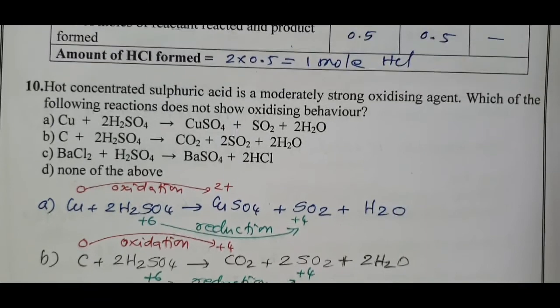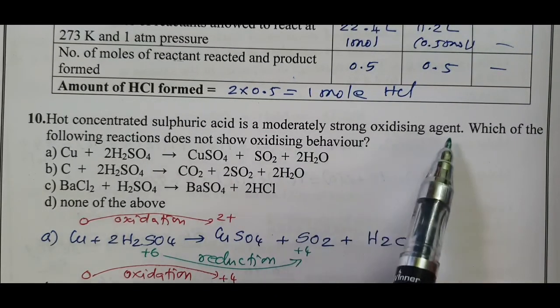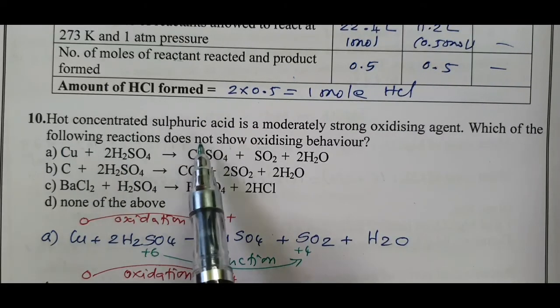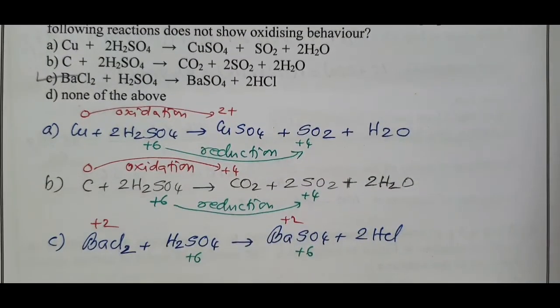What is our question? Hot concentrated sulfuric acid is a moderately strong oxidizing agent. Which of the following reactions does not show oxidizing behavior? The C reaction does not show oxidizing behavior. The other reactions undergo oxidation and reduction.